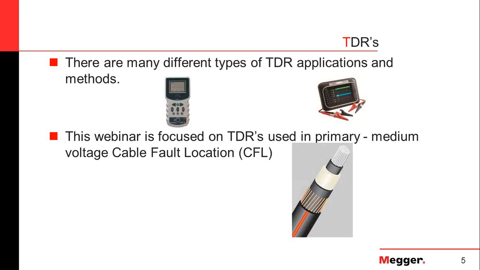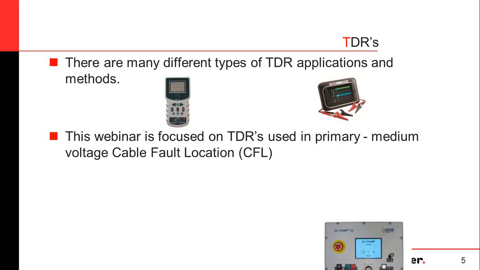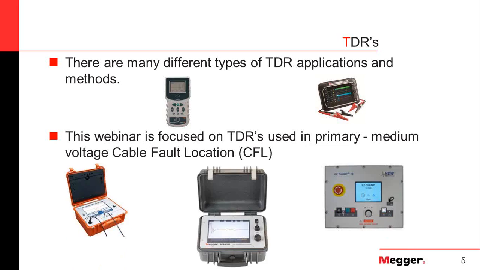So we're talking about a TDR that would be connected to a cable like this, a medium voltage cable. There's a center conductor and some type of shield, some type of neutral concentric. These particular TDRs come in different flavors. There's three-phase, there's single-phase, there's standalone, there's integrated.